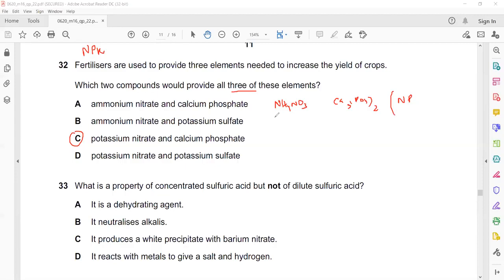Ammonium nitrate and potassium sulfate. Ammonium nitrate is NH4NO3, and potassium sulfate is K2SO4. So it is providing nitrogen, it is providing potassium, but there is no phosphorus. Potassium nitrate, KNO3, and calcium phosphate: it is providing potassium, nitrogen, and phosphorus as well. All three elements are there. That's why C is the right answer.